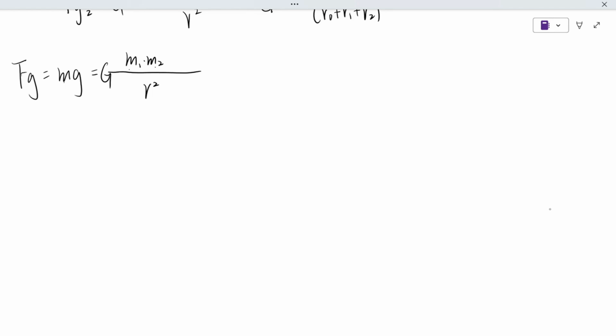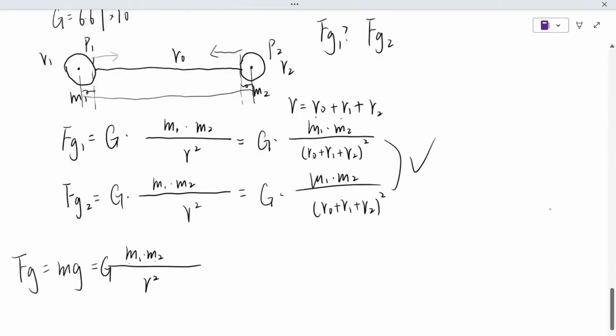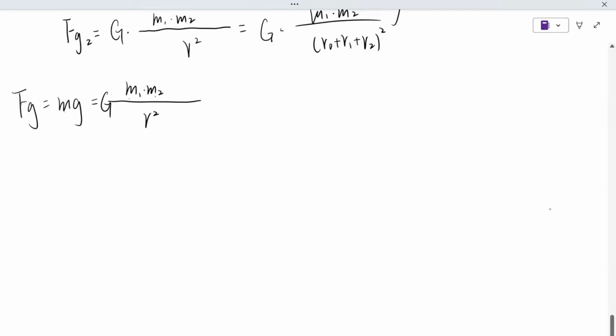Let's still use the previous example of two planets. This is planet number 1, this is planet number 2. This one has a mass of m2, and this one has a mass of m1. Now, let me tell you, the distance between center of mass is simply just r naught.